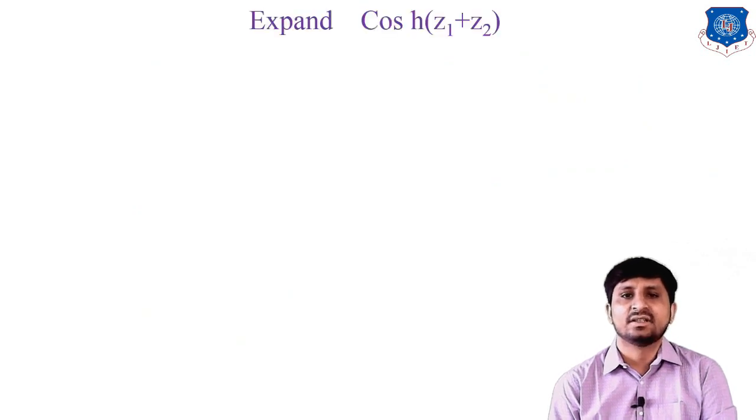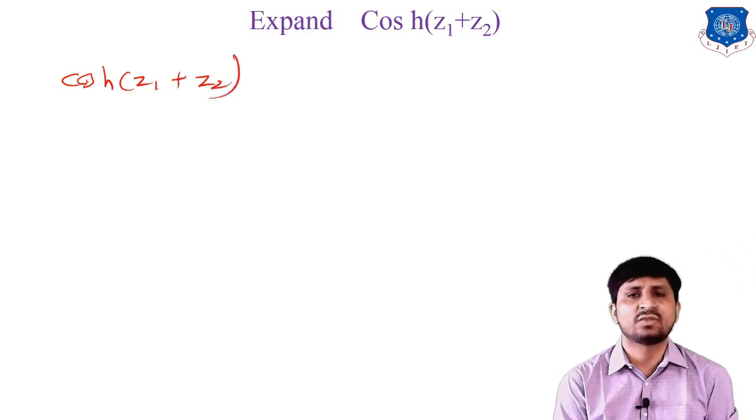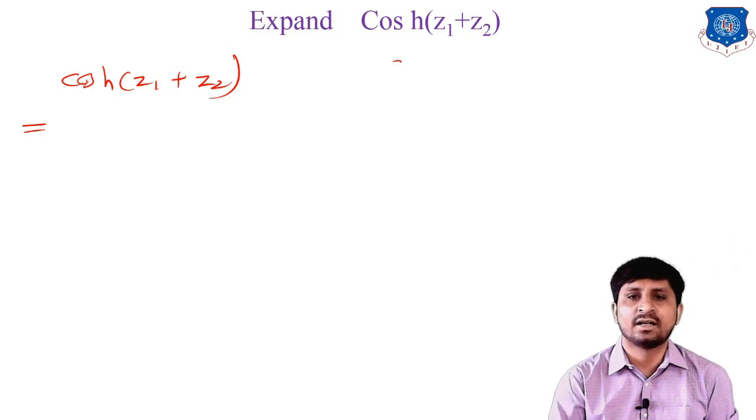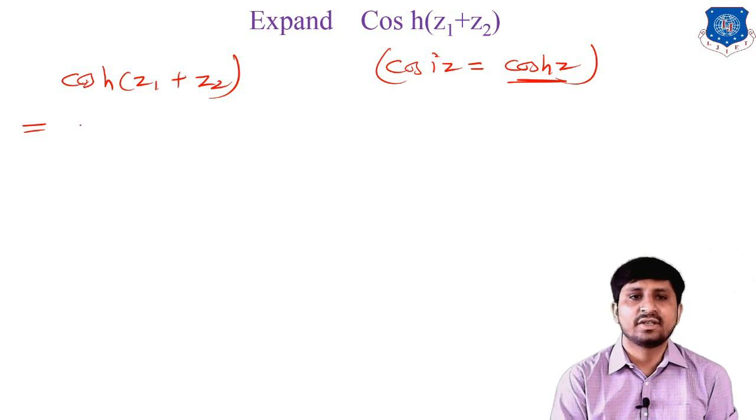Now next concept: expand cos hyperbolic of z1 plus z2. Now z1 plus z2 is also one complex number. So this is our formula, that cos iz is equal to cos hyperbolic z, which we already proved. So instead of cos hyperbolic z, I can write cos iz. So instead of cos hyperbolic of z1 plus z2, I can write cos of i times z1 plus z2. Now multiply this i with this bracket.